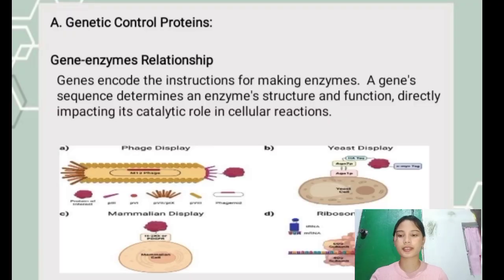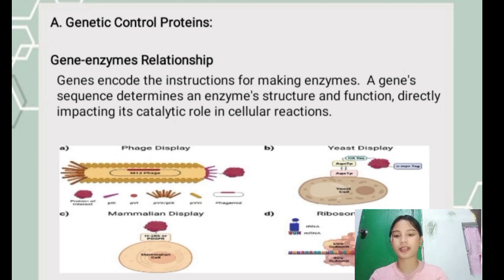And in this video, we will be talking about gene function, proteins, and enzymes. First is genetic control of proteins. First in genetic control of proteins is the gene-enzyme relationship.